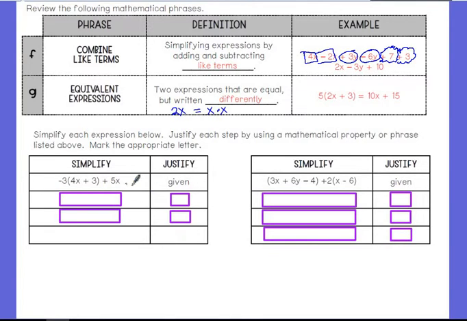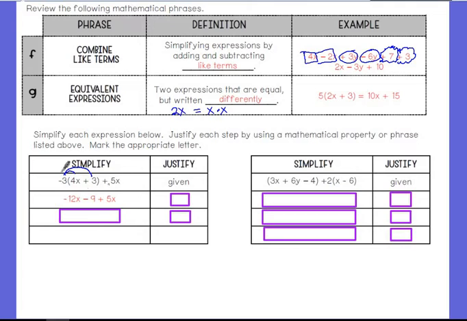So I'm going to look at this problem and they want me to simplify it. The first thing I see that needs to be done would be the distributive property. It's kind of like order of operations. What needs to be done first? Distributive property. So I would first need to multiply that -3 to both terms. When I do that, I get -12x minus 9, and I brought down my plus 5x because he does not get multiplied. He's the extra tag-along.